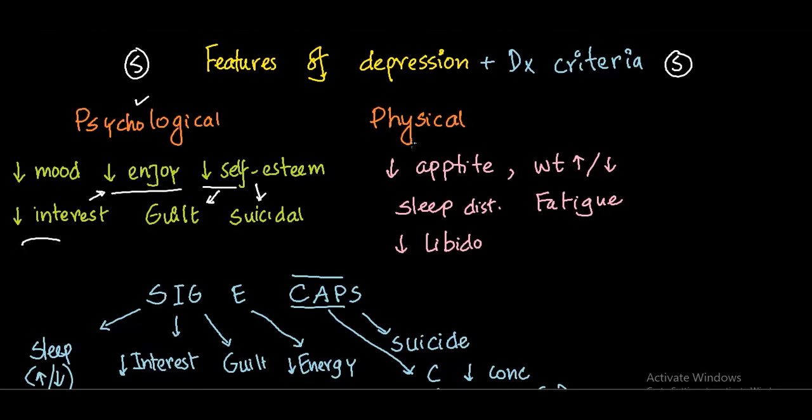The physical symptoms are change in appetite. Usually the appetite goes down, but sometimes appetite may go up, and that leads to a change in weight. The sleep is disturbed. Some people have early morning waking, and some have oversleeping. There is fatigue, and the libido is usually down.